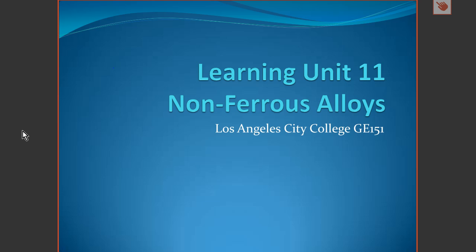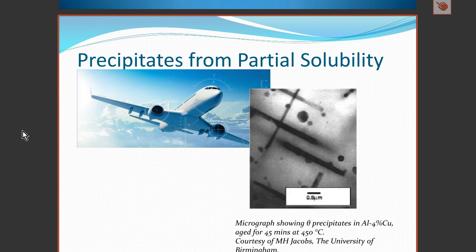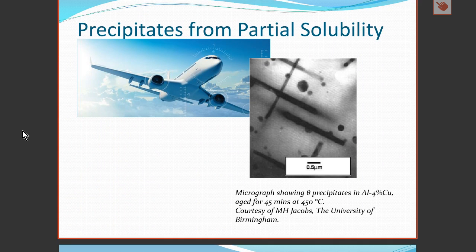Welcome to Learning Unit 11, which is about non-ferrous alloys. In this learning unit, precipitation hardening will be a very important concept, so we're going to review it.